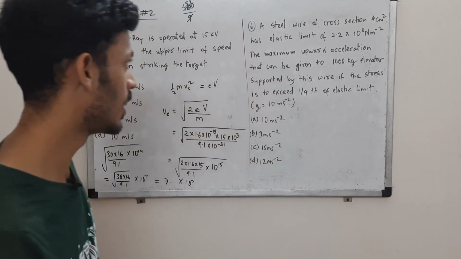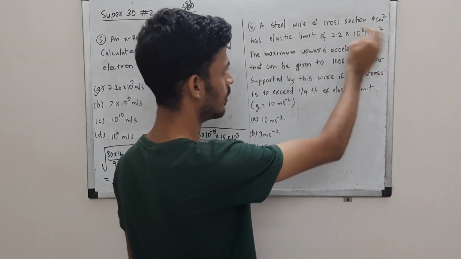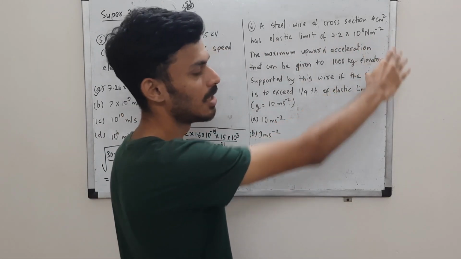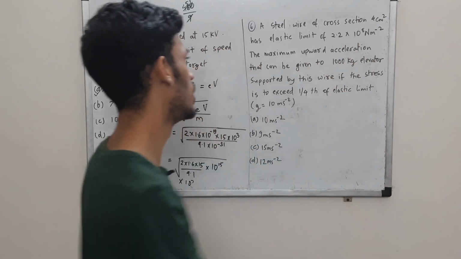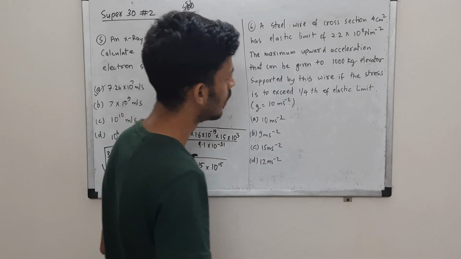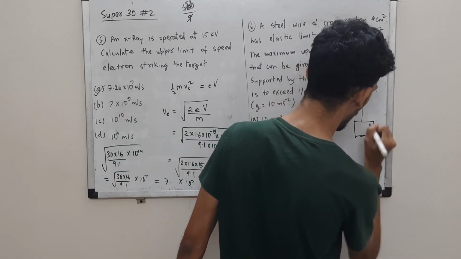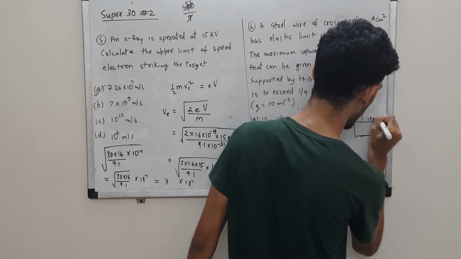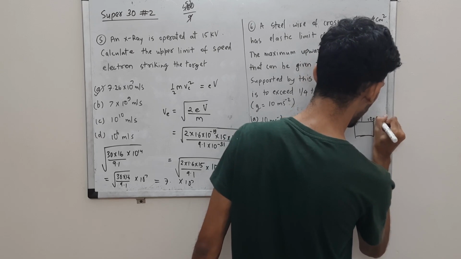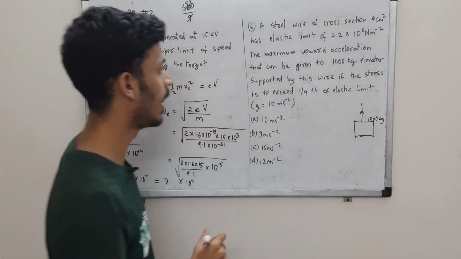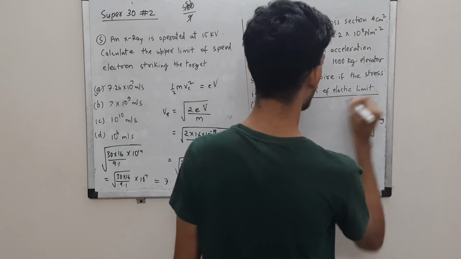Here we have a steel wire, its elastic limit is given. Limit meaning stress is given. You can see the units, Newton per meter square. Cross section area is given. The maximum upward acceleration that can be given to it if it is pulling up an elevator of mass 1000 kg. So it is going to pull up an elevator, a lift of 1000 kg. And for this purpose, we are using 1/4 of the elastic limit.